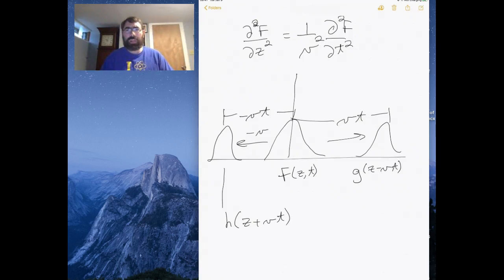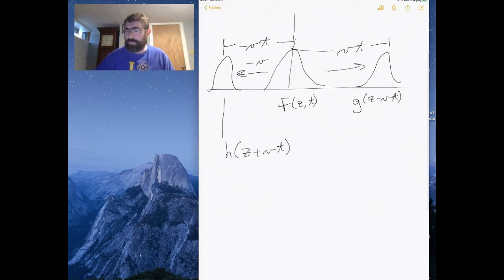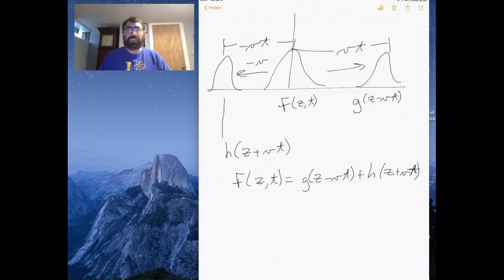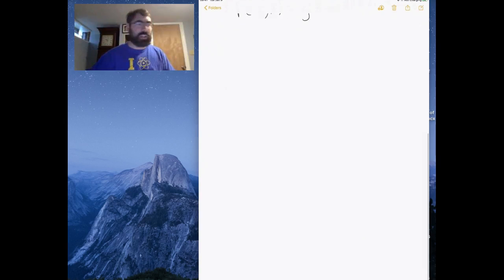So if we want to consider all possibilities, then I can have a wave which is a combination of right traveling waves or left traveling waves. And since waves interfere with each other, I can break down my waveform into left traveling waves and right traveling waves. Okay, so let's consider now sinusoidal waves.